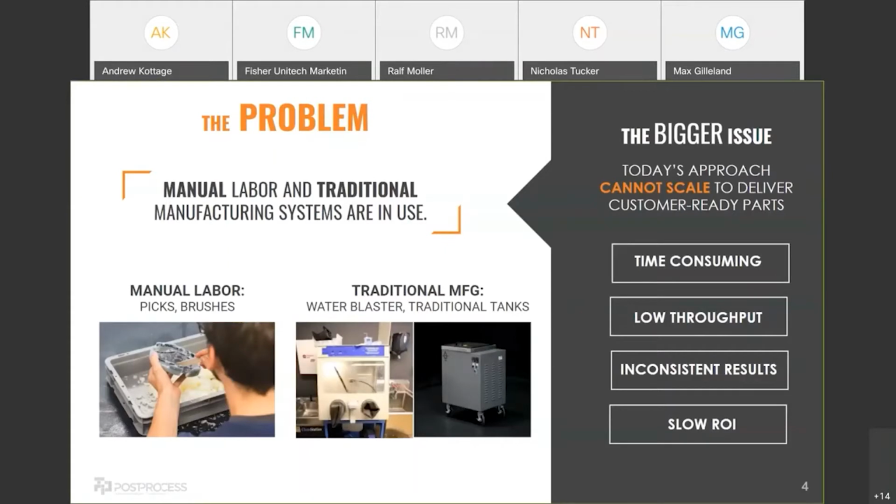Then inconsistency, that can be especially challenging with these manual processes. And then if you're thinking in terms of ROI, am I actually getting a payback on my post-print investment? Might not be. And if you are, it might take a very long time to realize the benefits of that investment.